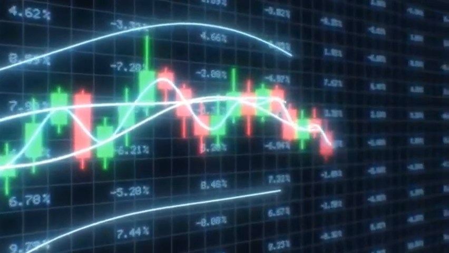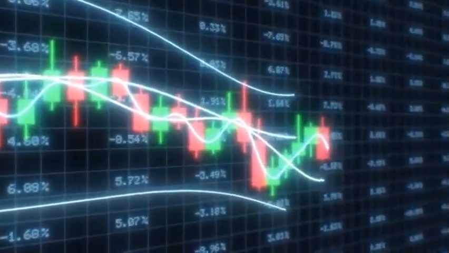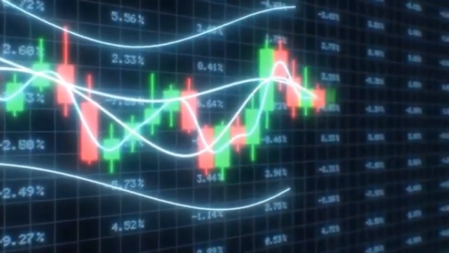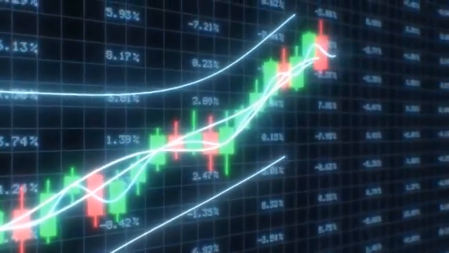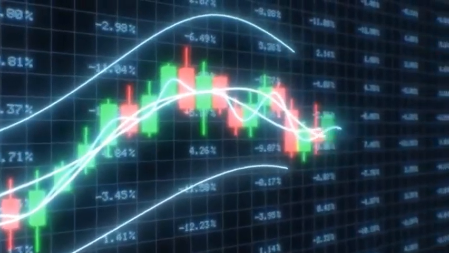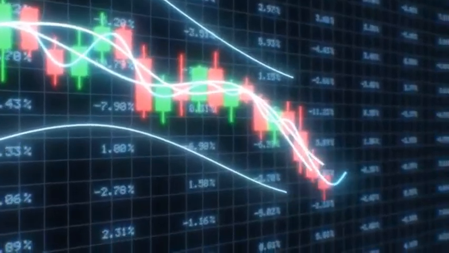If the bar is green or filled, it means the price closed higher than it opened, bullish. If it's red or hollow, it means the price closed lower than it opened, bearish. Bar charts are great for showing you the overall price movement and volatility in a clean, compact way.